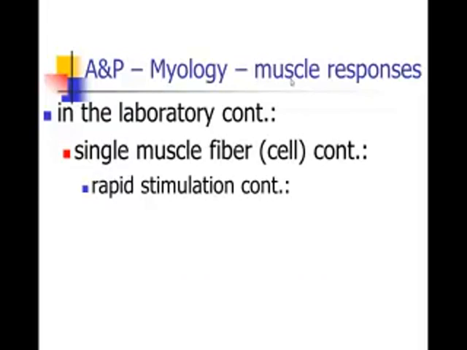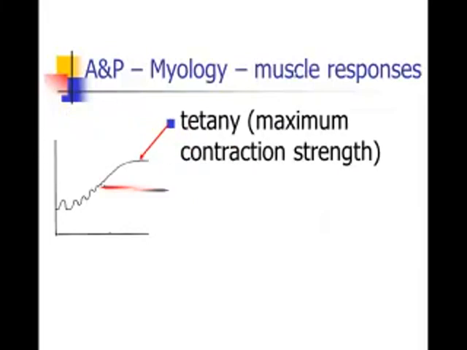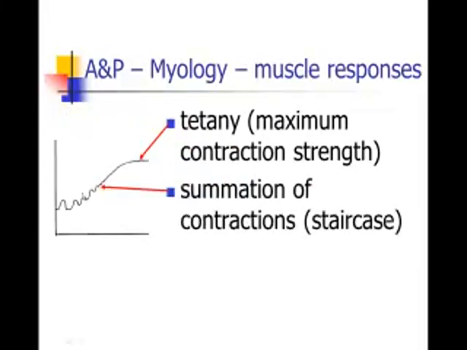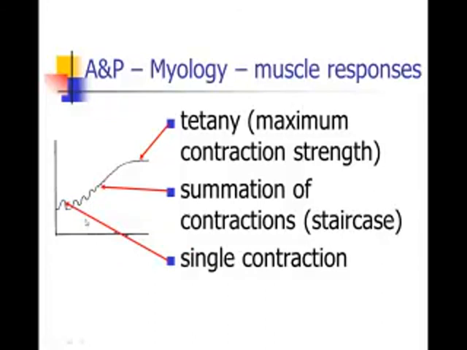The single muscle fibers, rapid stimulation. The tetanus is going to result in this constant contraction force, and we're going to see that in this next drawing. So there is tetany up there, where it goes faster and faster, and then eventually just smooths out. There is the summation of the contraction. Sometimes that's referred to as a staircase phenomenon. And then there's a single contraction right here. It contracts and then relaxes. So there wasn't any continuation of the contraction. It contracts and then completely relaxes.